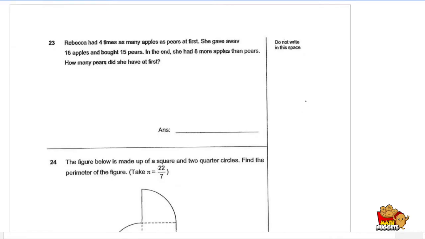Question 23. Rebecca had 4 times, so now let me try drawing the model. 4 times as many apples as pears, which means the apples has got 4 units and the pears has got 1 unit. So she gave away, I cannot see that number, is it 16 or 15? Looks like 16. 16 apples, so she gave away 16 apples somewhere here, and she bought 15 pears.